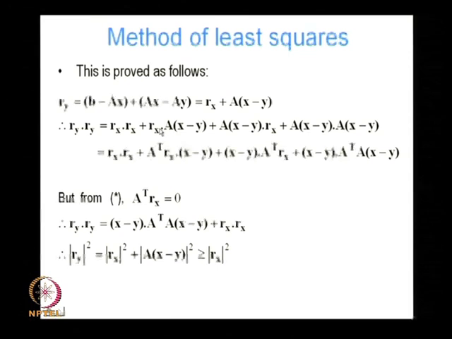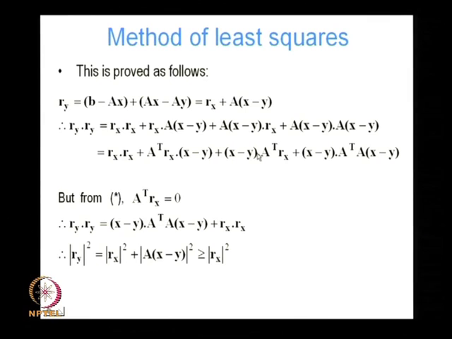We can write rx dotted with A(x minus y) as A transpose rx dotted with (x minus y). Similarly, A(x minus y) dotted with rx I can write as (x minus y) dotted with A transpose rx. You can verify, but this is always true. This is how transpose is defined; the mathematical definition of transpose is like this. And again we do the same trick and bring out (x minus y) dotted with A transpose A(x minus y).